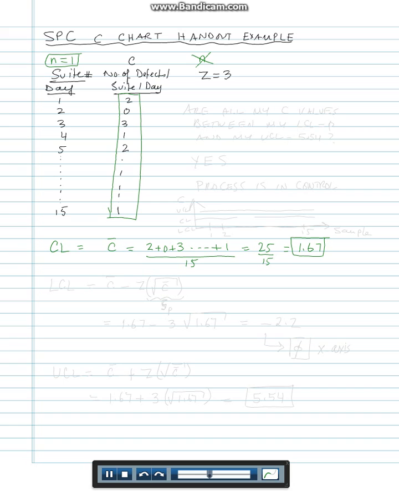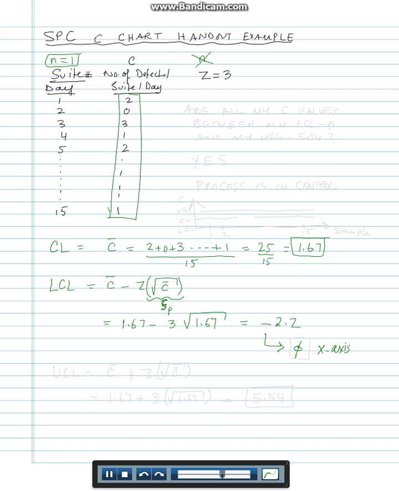So that's your CL. And then they're asking us to use Z equals 3, so average plus 3 standard deviations, average minus 3 standard deviations. Looking at the formulas, LCL is C average minus Z multiplied by the standard deviation, which in this case is the square root of C average. So this is my Sp, standard deviation. So we do C average 1.67 minus 3 multiplied by the square root of 1.67. If we calculate that, it's going to get you negative 2.2. But we can't have a negative lower control limit. So we said when it's negative, we make it 0, which is really the x-axis.